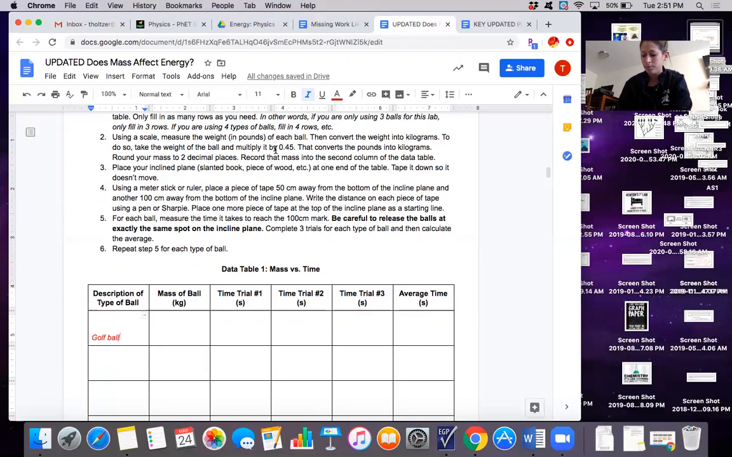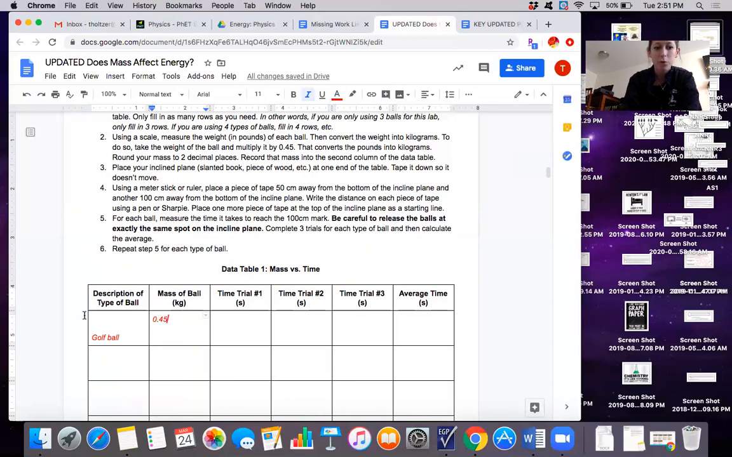0.10, right? 0.10, which is the weight of the golf ball in pounds, times 0.45. And what I got was 0.045. Now that is what goes right here into the mass of ball in kilograms. So once again, I'm filling in red as examples.